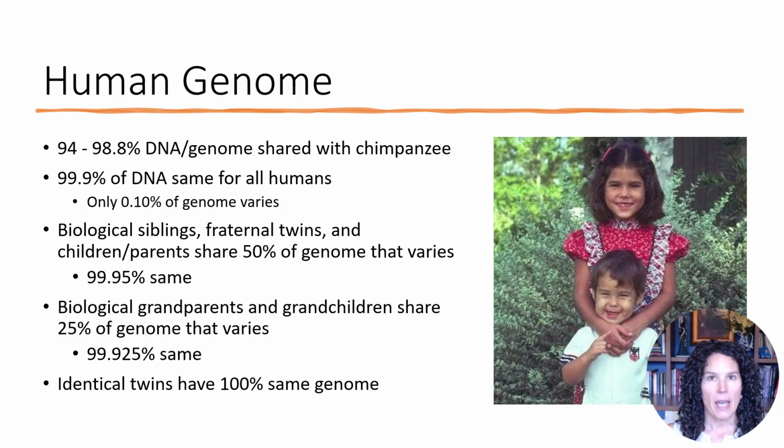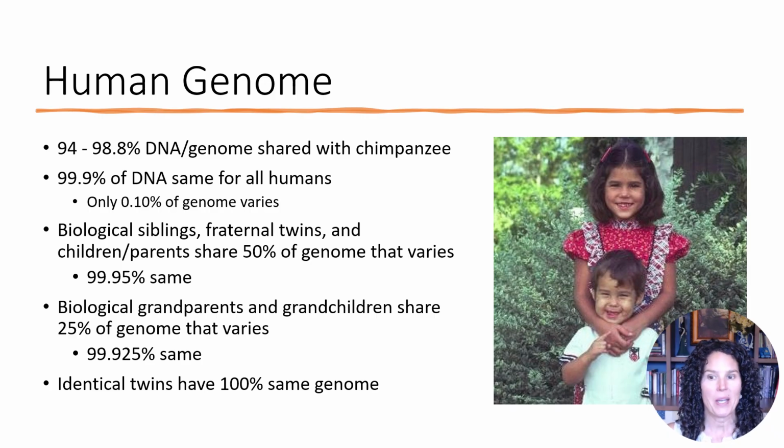So they are 99.95% the same. And I want to point out that fraternal twins and biological siblings share the same amount of DNA. Fraternal twins aren't more similar. Basically, fraternal twins are genetically just like biological siblings, but they happen to be conceived at the very same time. Then you can see biological grandparents and their grandchildren share about 25% of the genome that varies.